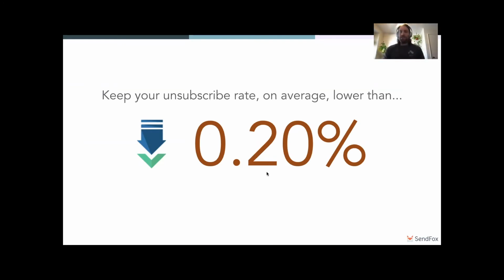So those ranges will help make sure that our email is deliverable, that Google, as well as Yahoo, as well as all these other inbox providers see our email as a quality email and deliver it to the inbox instead of the spam folder.